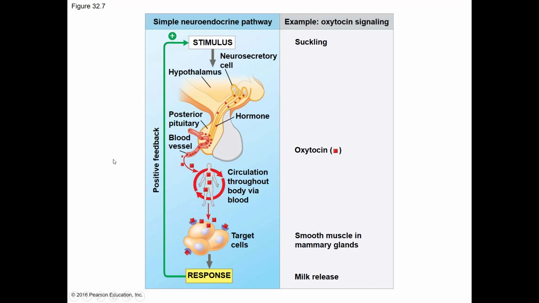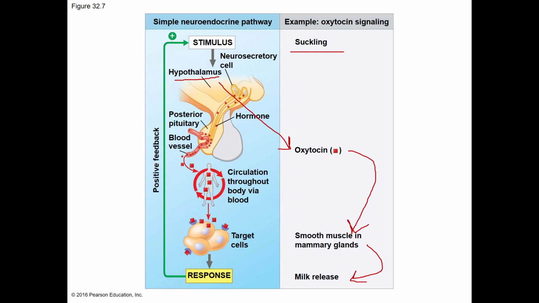And so here's what that looks like. The suckling is the stimulus. It travels up to the hypothalamus, and it tells the hypothalamus to release oxytocin. Oxytocin relaxes the muscle in the mammary gland so that milk is let down, and milk is, of course, then released.